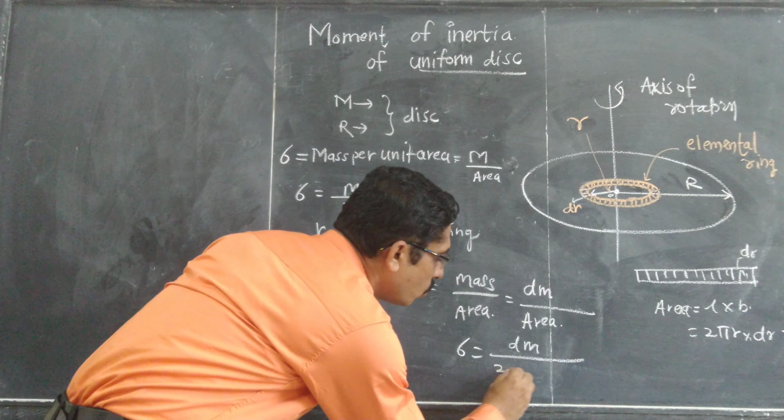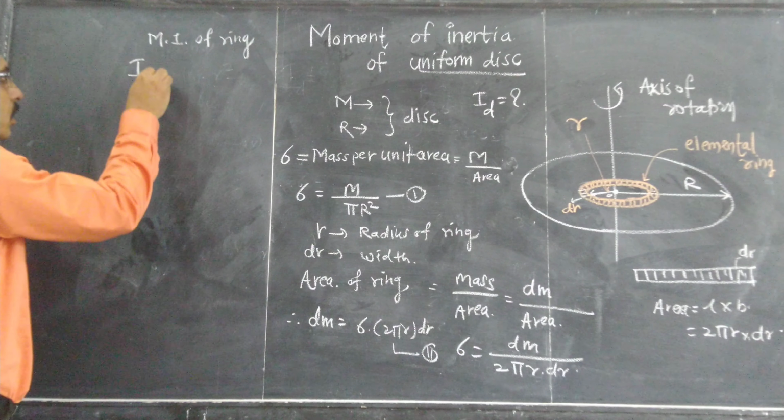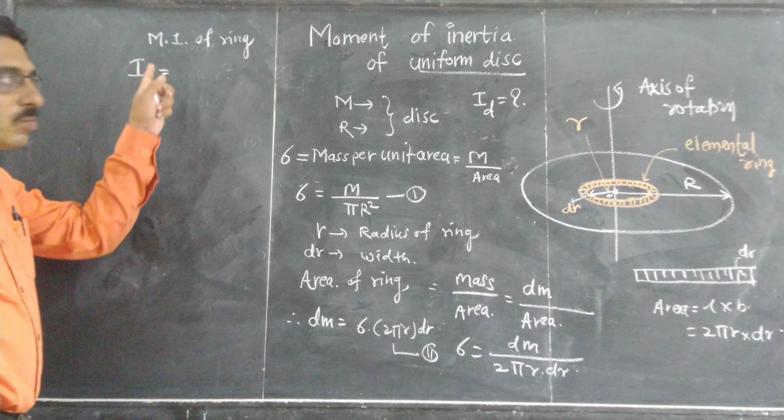Suppose sigma for this equation number 1, here is equation number 2. Then our target is to find the moment of inertia of a disk, that is suppose I d equals question mark. Then for this single ring, we have to find the moment of inertia of the ring, that is I r equals, according to the definition of moment of inertia.